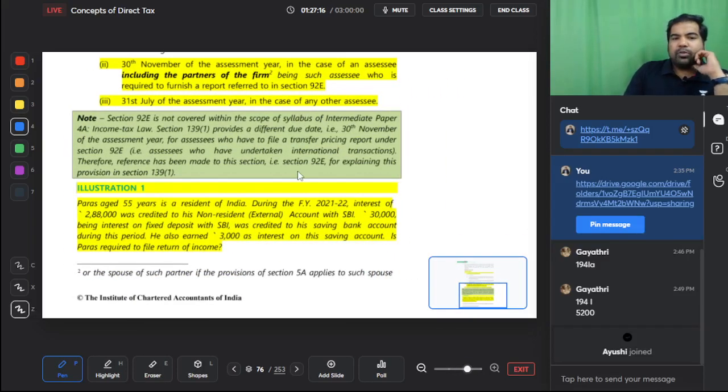Paras, who's 55 years, has interest of 2,88,000 in his credit NRE account, which is exempt, so it will not be included in computation. 30,000 on FD interest and 3,000 saving interest. Is he required to file his return of income? No, not at all.